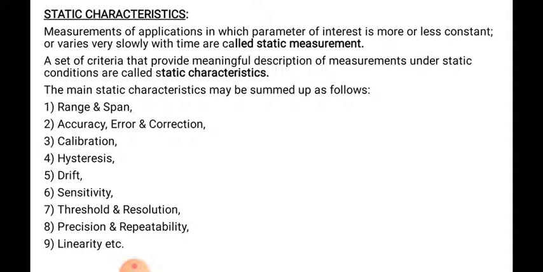The main static characteristics may be summarized as follows: range and span, accuracy, error and correction, calibration, hysteresis, drift, sensitivity, threshold and resolution, precision and repeatability, linearity. So these are the different 9 static characteristics we will have to study one by one.